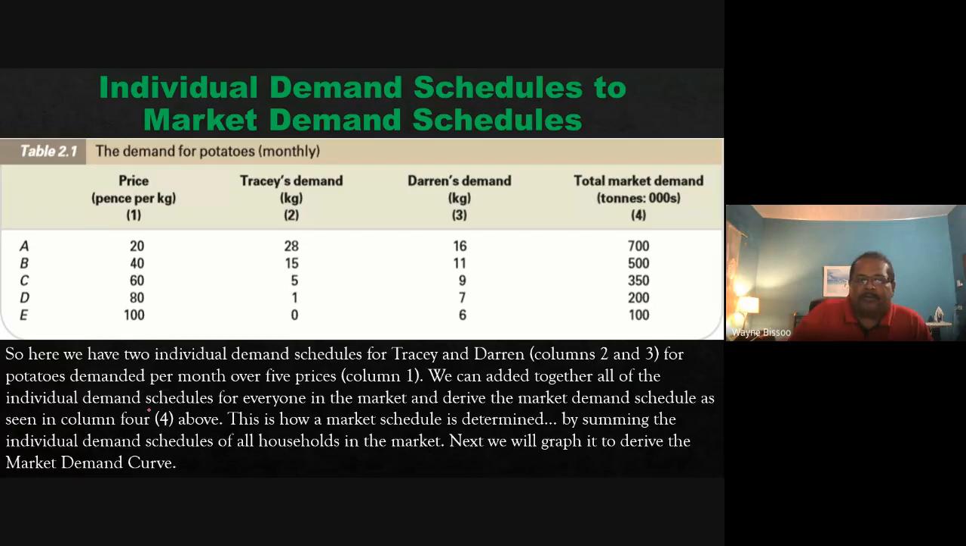We add together all of the individual demand schedules for everyone in the market and derive the market demand schedule as seen in column 4. So how do we get to this column 4? What we did is we added Tracy at $20, plus Darren plus everybody else, and we got 700. Then at $40, we added Tracy's demand of 15 kilograms and 11 kilograms plus everybody else, and got 500. But this is tons, so 500,000 tons of potatoes. So you're all understanding how this market schedule is made up from the individual schedules? Yes?